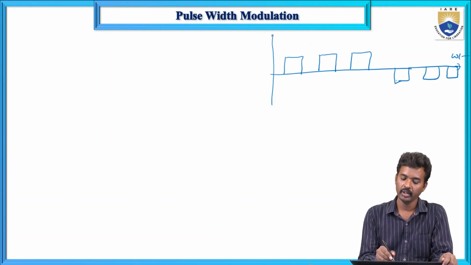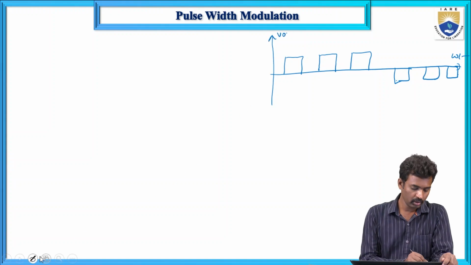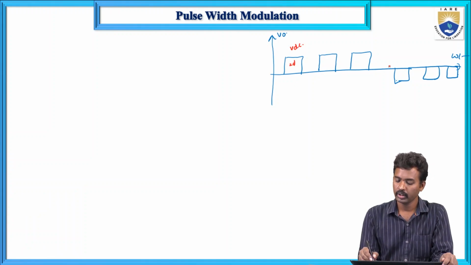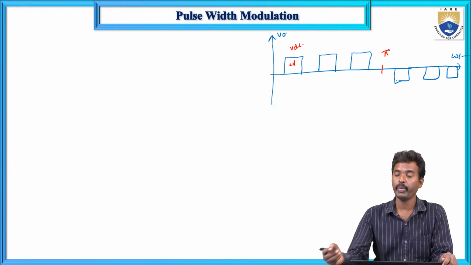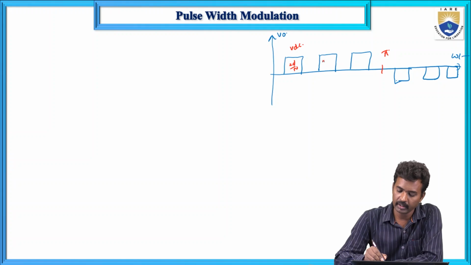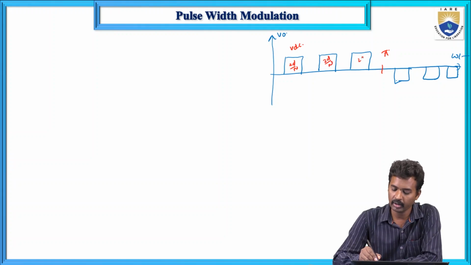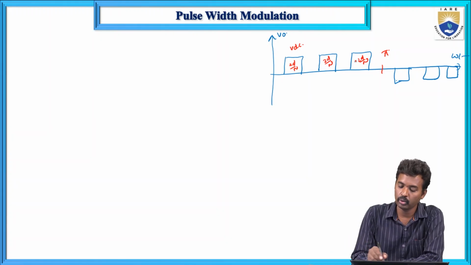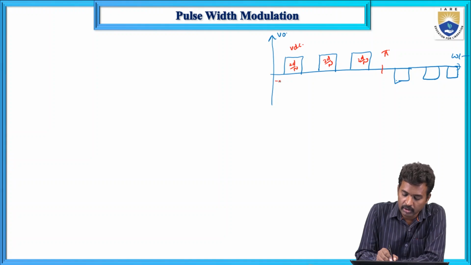So omega t and V naught. Let me change the color over here. This is VDC, and here it is 2d, and this is pi. Each pulse width is 2d by n, 2d by n and 2d by n, so the total pulse width is 2d only. If you divide by the number of pulses, each pulse width is 2d by n. Now this is your gamma.